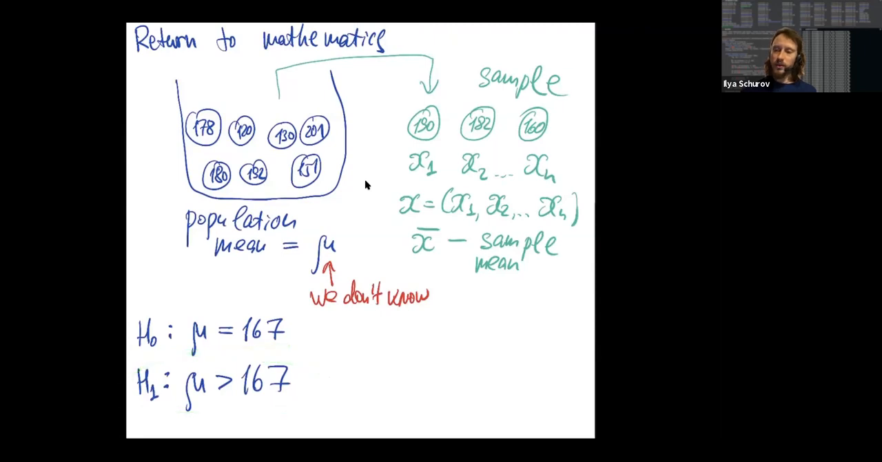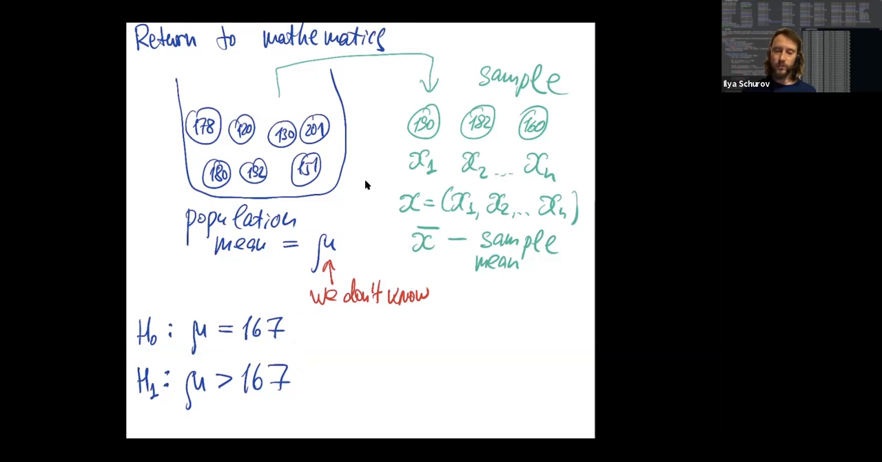So the statement that people in Moscow, on average, are taller than 167 is stated from a mathematical point of view in this way: the actual population mean is larger than 167. This is exactly our alternative hypothesis. And what we want to do is to reject this null hypothesis in favor of this alternative. This is the mathematical statement of our problem. Any questions so far?